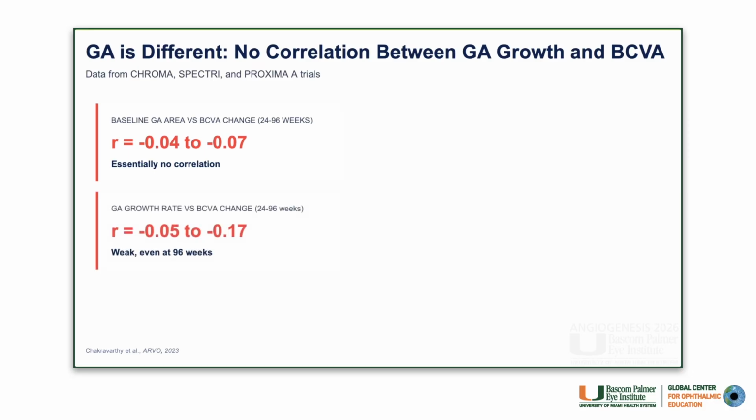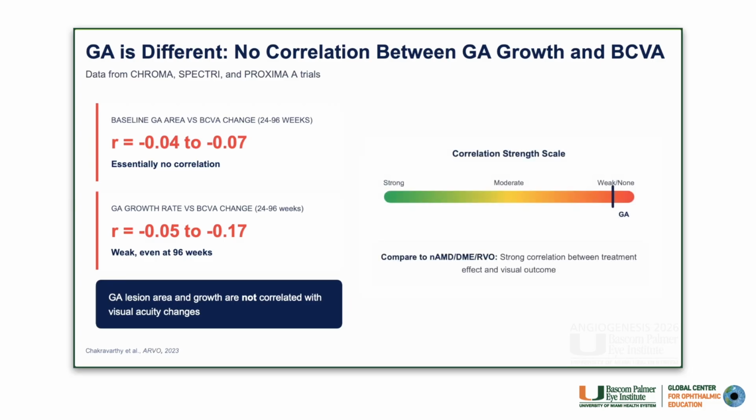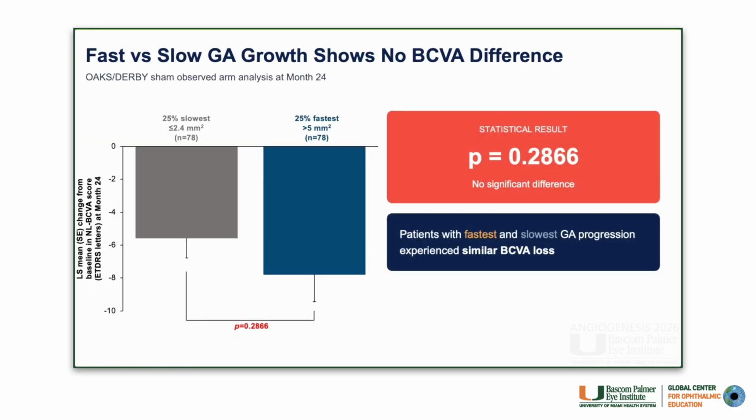They also investigated the correlation between GA growth rate and BCVA change, which was similarly weak, even at week 96. This indicates that neither baseline area nor growth rate correlates with BCVA change. In contrast to the strong correlation between treatment effect and visual outcomes seen in anti-VEGF trials, there is almost no correlation with GA. Here's another perspective on this analysis.